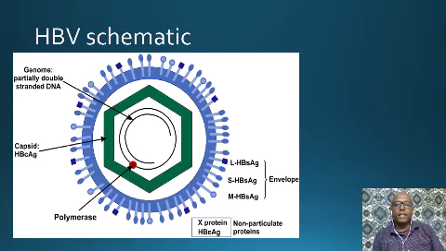This is a schematic of HBV virus with a partial double-stranded DNA surrounded by a protein capsid or the core antigen, which is further enclosed by a surface antigen or the envelope. There are certain non-particulate proteins known as HBx antigen.